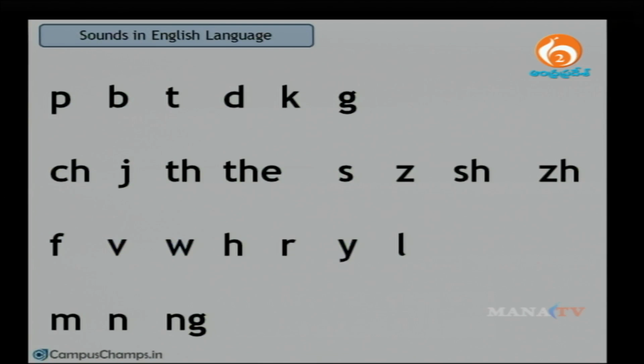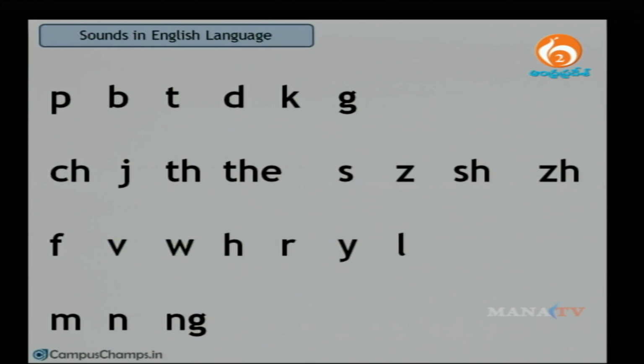All right. For example, k, computer. It's not a very strong k sound. It's a very crisp sound. All these sounds are very crisp sounds. All right. Let's do the first line. P, b, t, d, k, g.